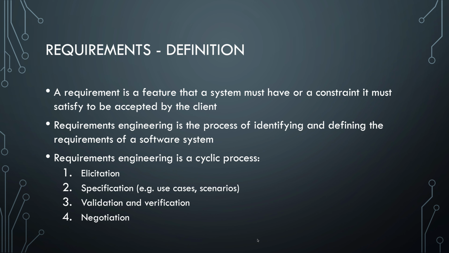Requirements engineering is the process of putting together all the requirements of a software system. This is a cyclic process consisting of 4 steps: elicitation, specification, validation and verification, and negotiation. I'll talk more about those steps later on.